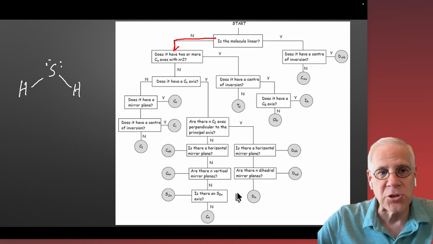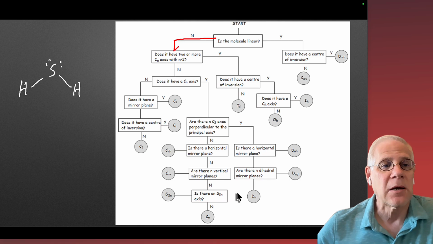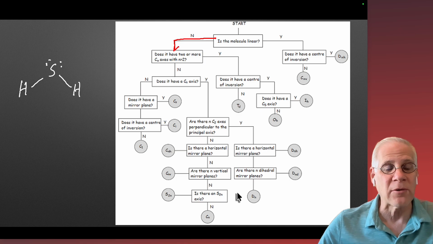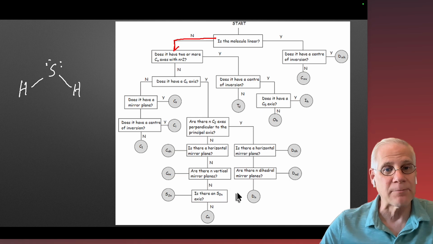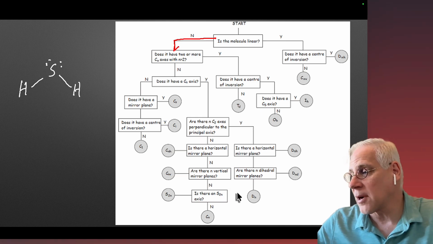And the answer here is no. It does have a C2 axis. That's all it has. But it does not have any axes where n is greater than 2. I can't rotate this molecule in any way to get back to this same molecule with an n greater than 2. So here my answer is no.